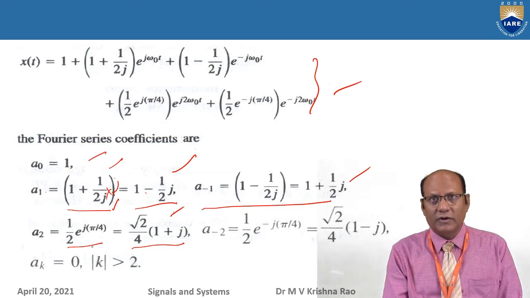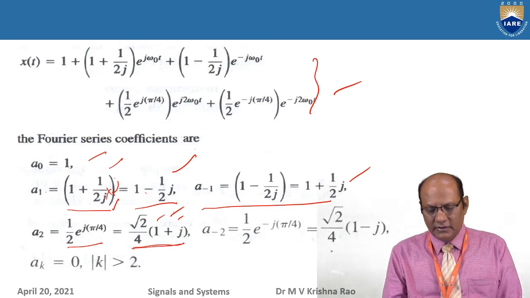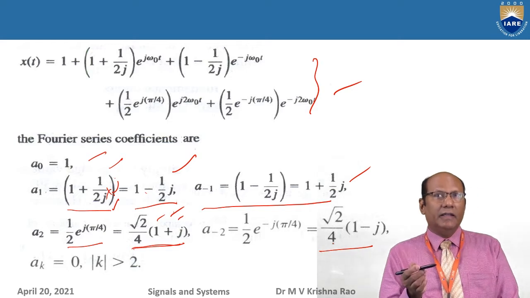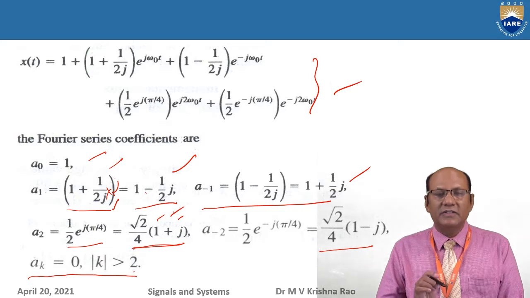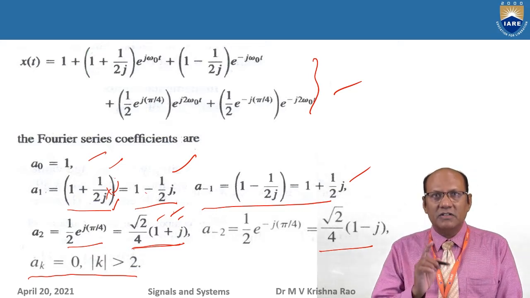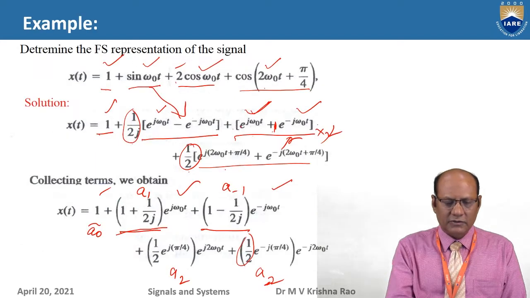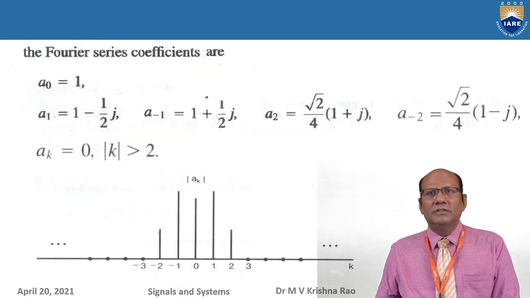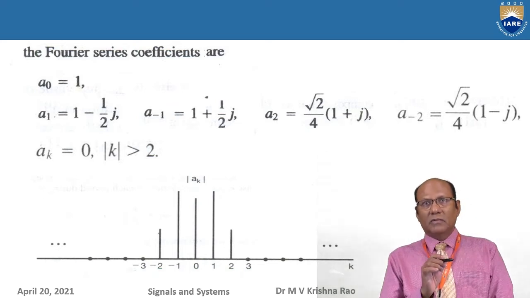So you have cos 45 degrees plus j sin 45 degrees. So you have 1 here and the j term is there, and after simplification you will get this. In the same way you will get this. And for k greater than 2, that means third harmonic onwards, the coefficient is 0. That means this signal contains DC term, first harmonic and second harmonic only, which can be easily verified from this, because this is the first harmonic, this is the second harmonic, and this is the DC term.